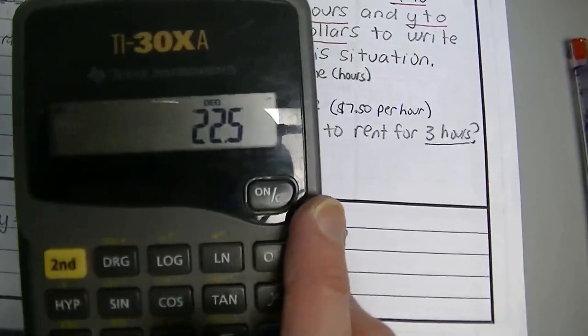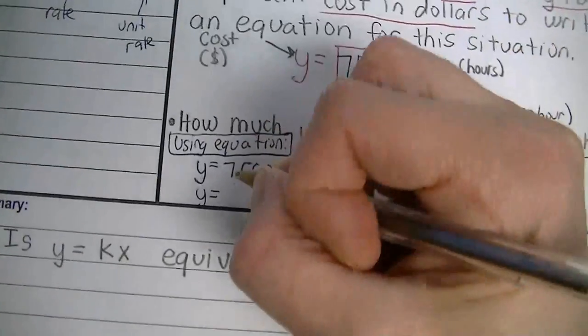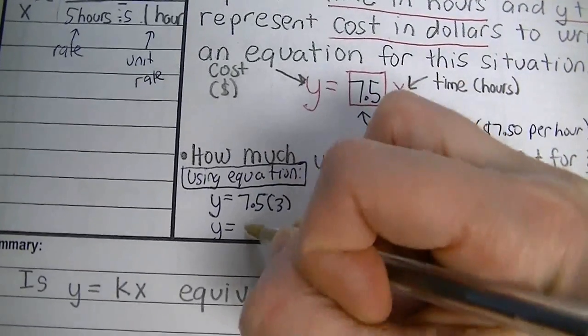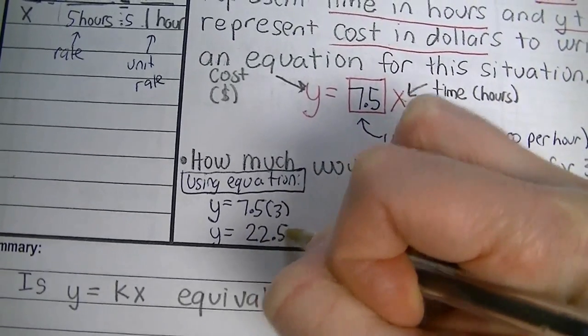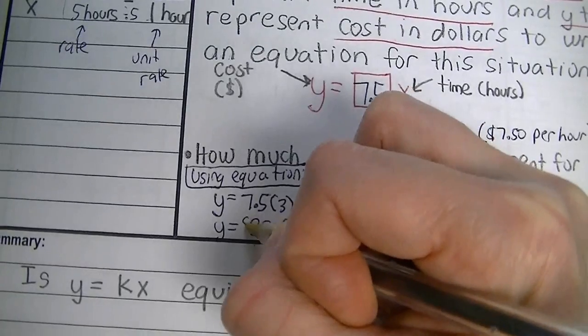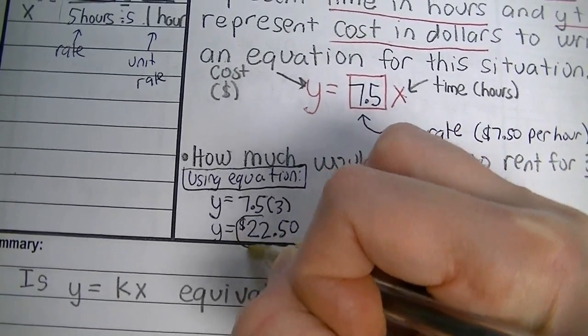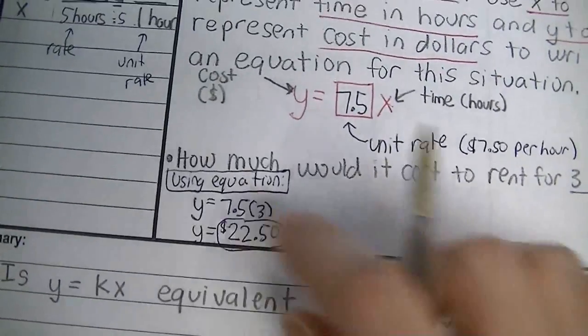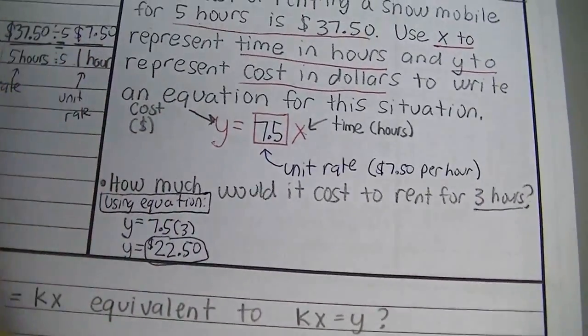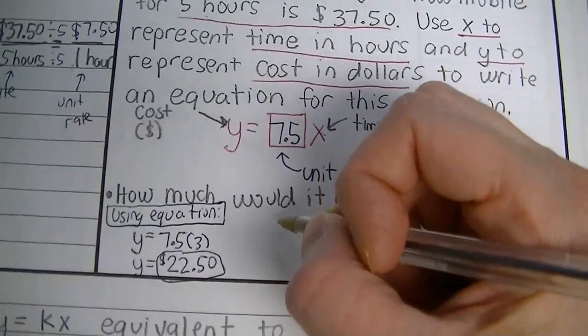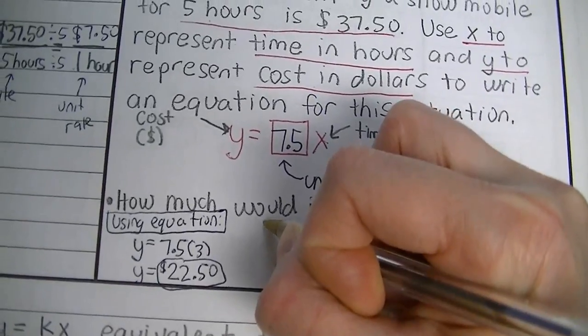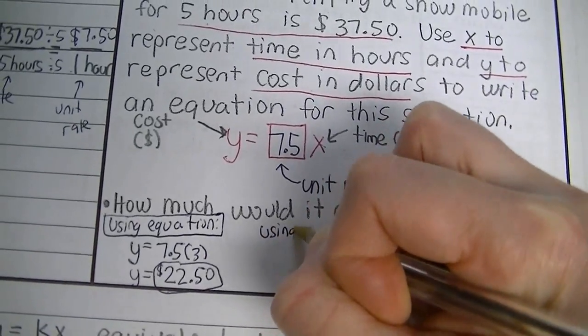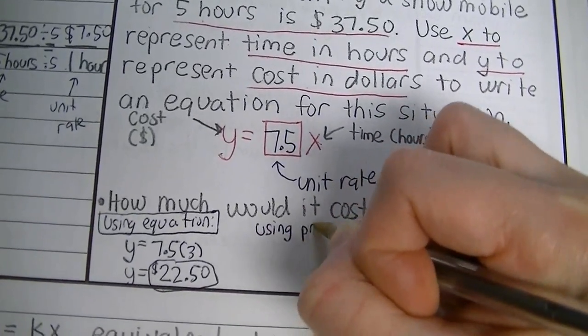And I got $22.50. So y is the cost. So it would cost $22.50 to rent for 3 hours. There's my answer. Okay, that's one way to find it, and I'm going to show you 2 other ways to find it. Another way is just using proportions, setting up those equivalent fractions.